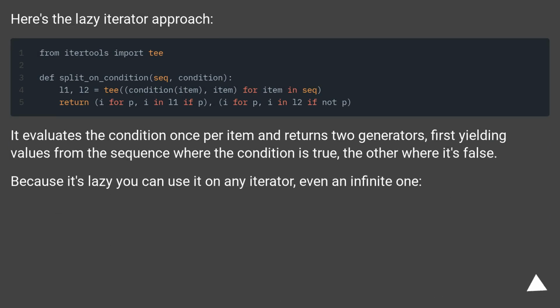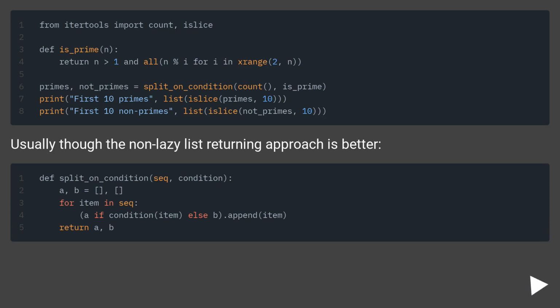It evaluates the condition once per item and returns two generators, first yielding values from the sequence where the condition is true, the other where it's false. Because it's lazy, you can use it on any iterator, even an infinite one. Usually though, the non-lazy list returning approach is better.